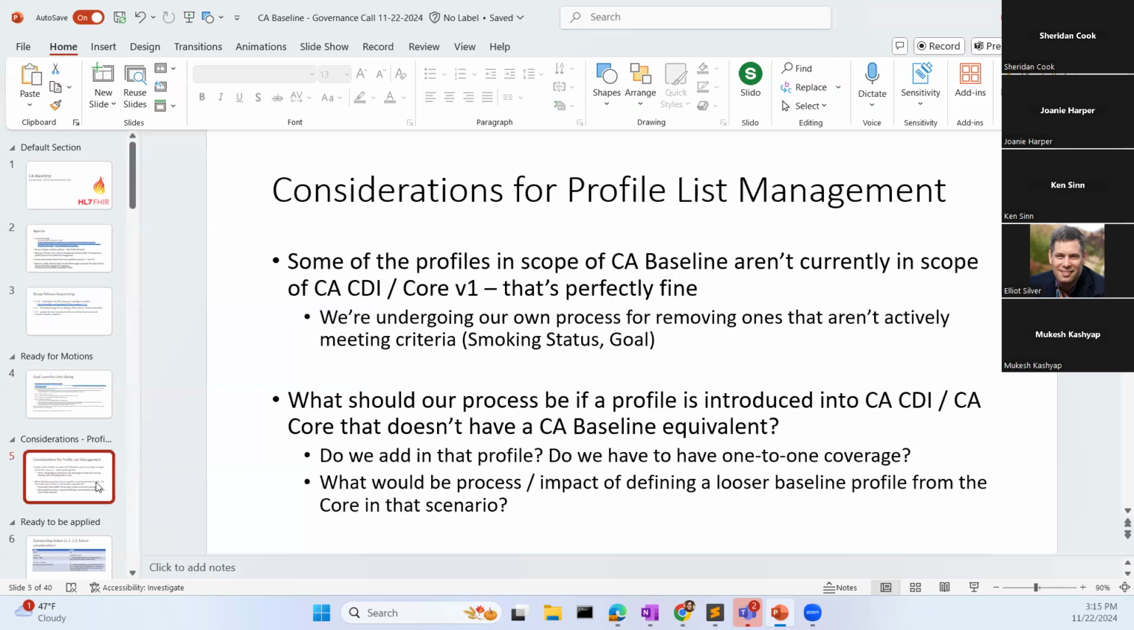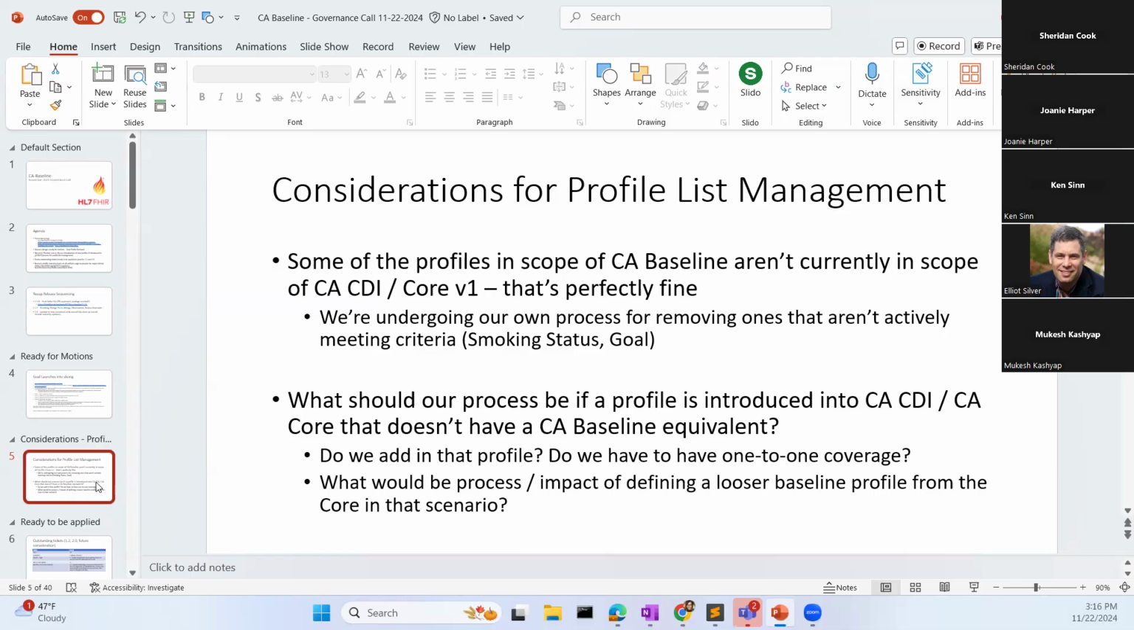And Thomas, I don't know if I'm miscategorizing your ask from last time, but I think within this topic the idea was to discuss what happens in relation to the Pan-Canadian Health Data Content Framework, CACDI and CA Core. If, for instance, we see things that get scoped in that we don't have a baseline profile for, should we consider adding it? What are the implications of that?